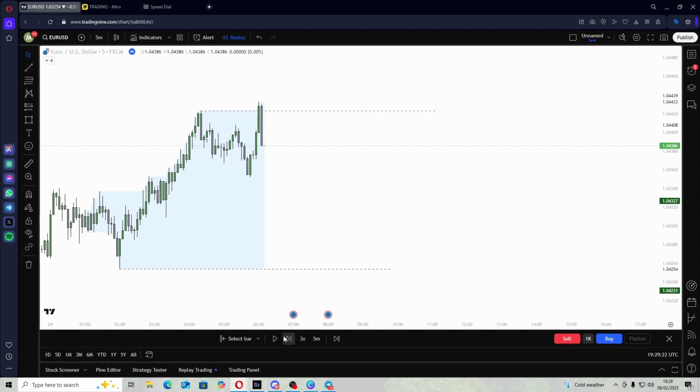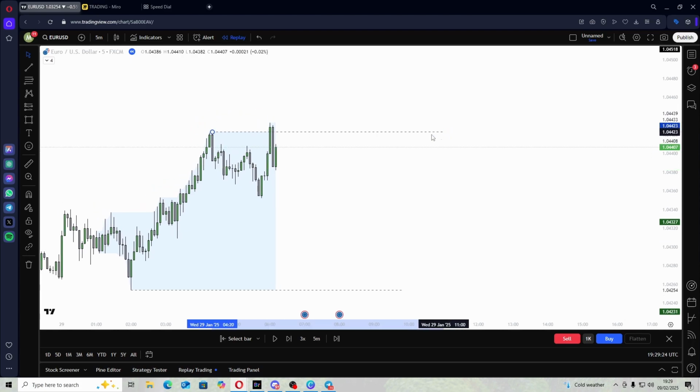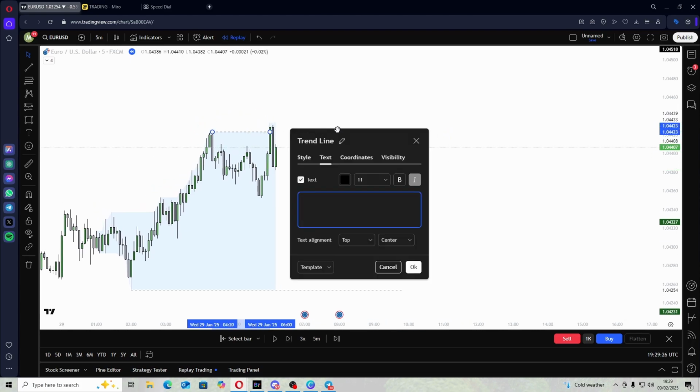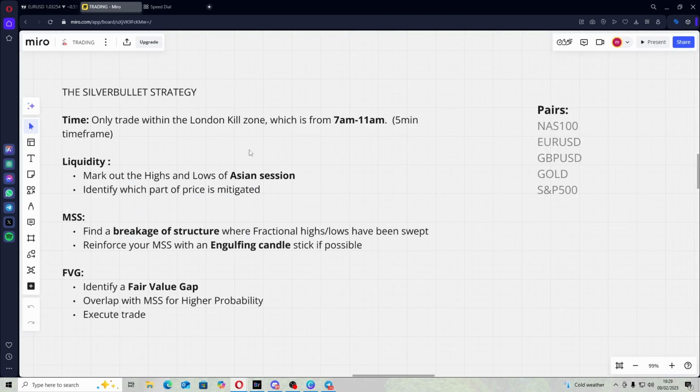Okay, so if I play price forward now, you can see that the highs have just been swept, so I'm going to move this back right there. This is our liquidity point right there, and all I'm going to be doing next is marking out, identifying which part of price is mitigated, which we just did, and now all I'm going to be doing is finding a breakage of structure where fractional highs and lows have completely been swept.